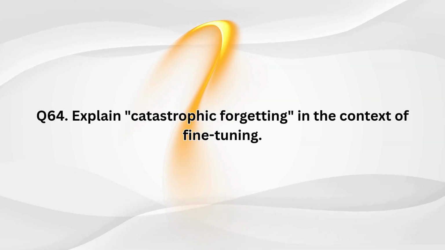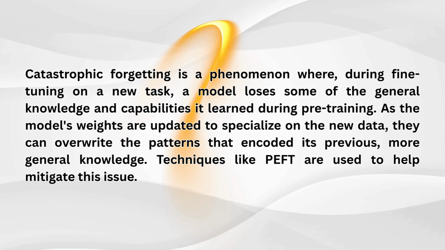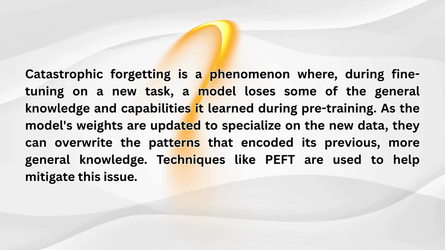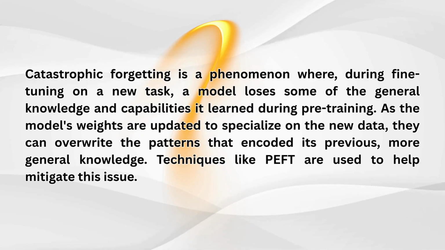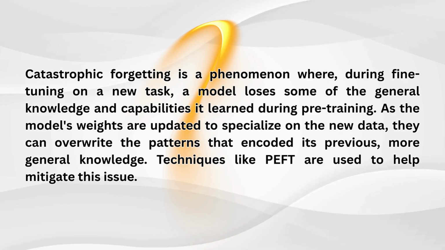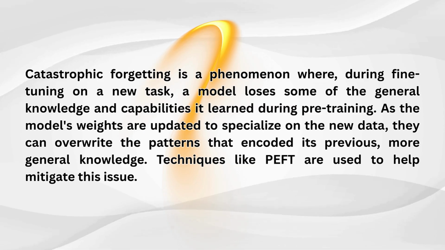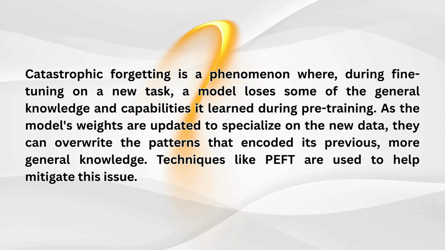Explain catastrophic forgetting in the context of fine-tuning. Catastrophic forgetting is a phenomenon where, during fine-tuning on a new task, a model loses some of the general knowledge and capabilities it learned during pre-training. As the model's weights are updated to specialize on the new data, they can overwrite the patterns that encoded its previous, more general knowledge. Techniques like PEFT are used to help mitigate this issue.